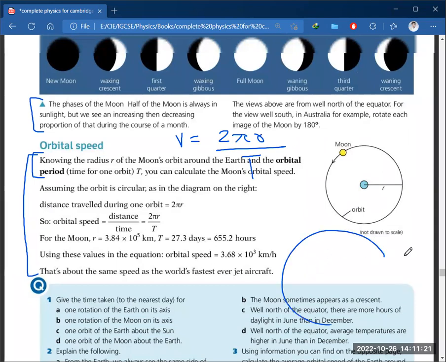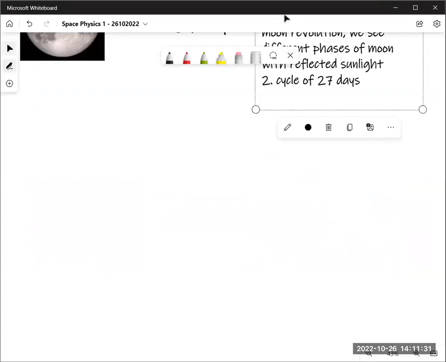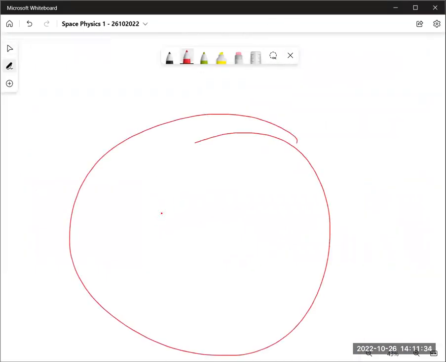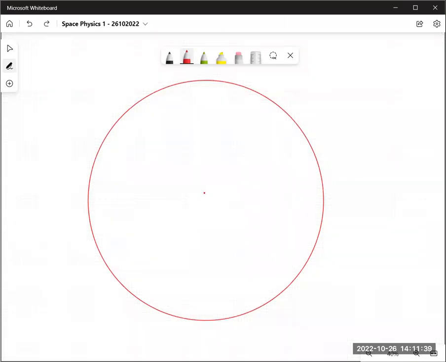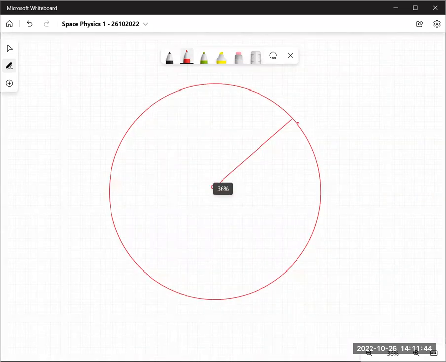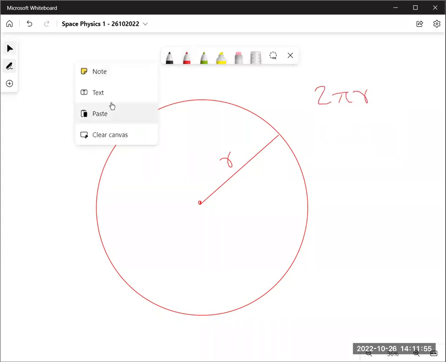Well, I know that the orbit is a circle, and since the orbit is a circle, let's go to the whiteboard. Since the orbit is a perfect circle, can someone tell me the circumference of the circle? 2 pi r. But how do we know if it's a perfect circle? Well, it's not a perfect circle. That's why it's an approximation. I thought it was elliptical, but yeah.